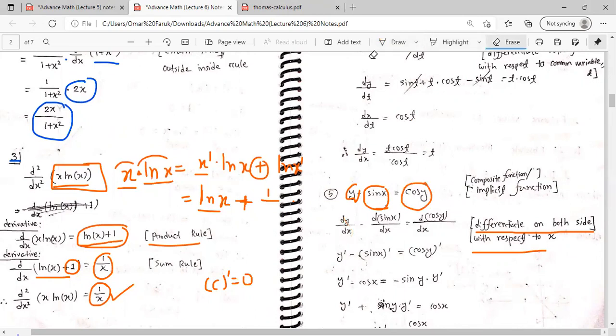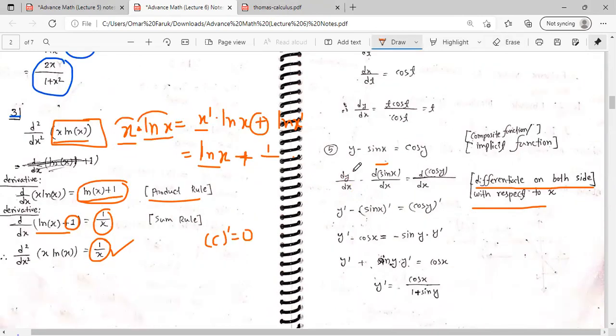So the interesting part is here. You can see we are differentiating y with respect to x. That means we cannot write 1 here. We cannot write d by dx of y is equal to 1, okay? So we have to write it this way, y derivative. And d by dx of sin x will be cos x.